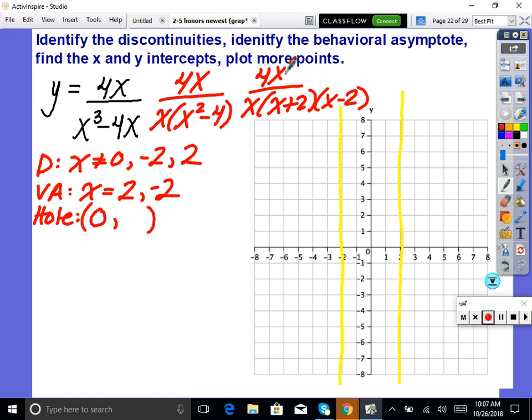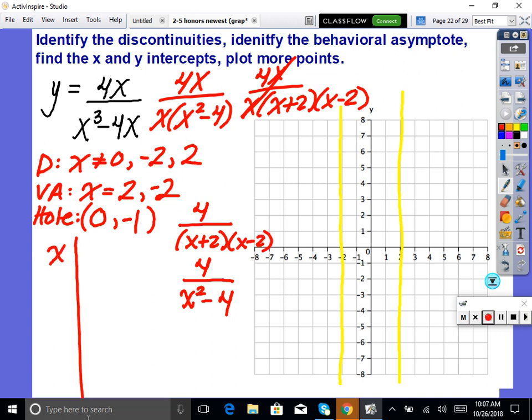So we would remove it. So our function we're actually looking at is this: 4 over x plus 2, x minus 2, right? Or the same thing as 4 over x squared minus 4. Okay, either of those is what we're looking at now, right? Okay, let's plug in 0. 4 divided by 0 squared minus 4, isn't that -1? So that is just a point on our graph, guys. An xy point. We have a hole, but it is an xy point at 0, -1.